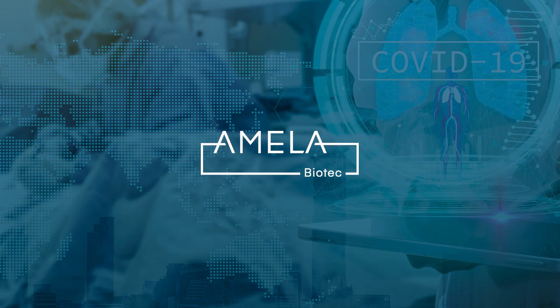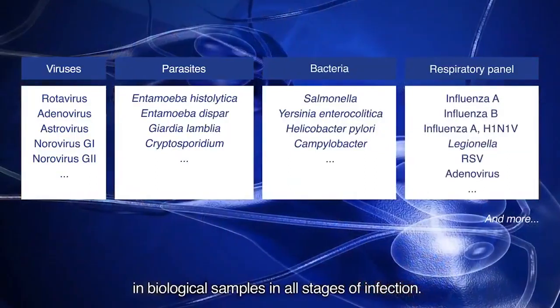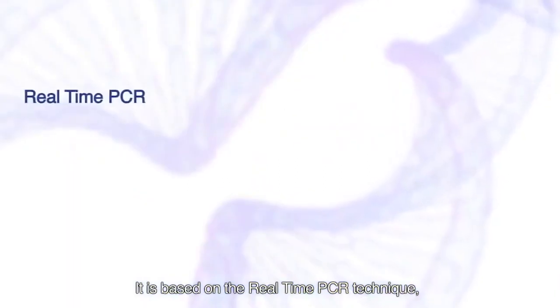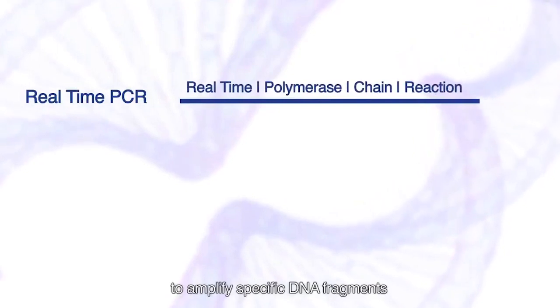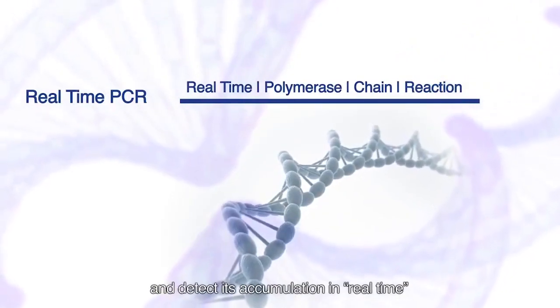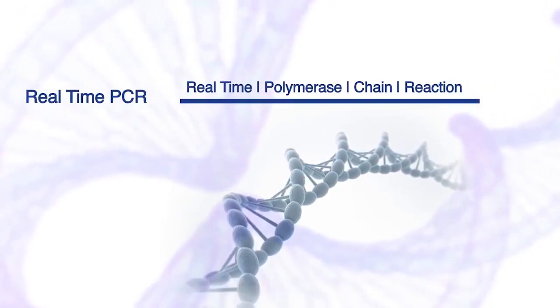Real-time PCR detection kits allow the specific identification of pathogens in biological samples in all stages of infection. It is based on the real-time PCR technique, an in vitro technique used to amplify specific DNA fragments and detect its accumulation in real time by measuring the increase in a fluorescent signal.